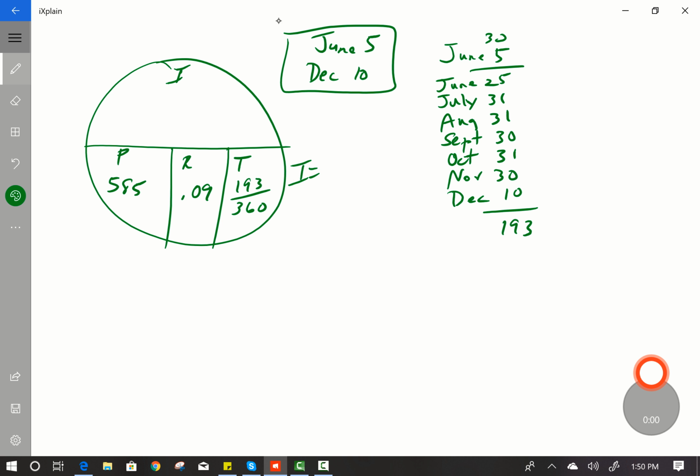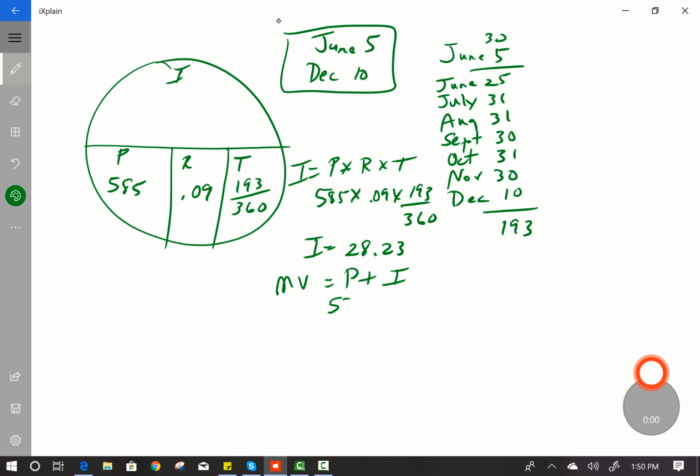Okay, so therefore, interest is equal to your principal times the rate times the time of 585 times 0.09 times 193 over 360. So interest is equal to $28.23. Maturity value is your principal plus your interest, 585 plus 28.23. So the maturity value is equal to $613.23.